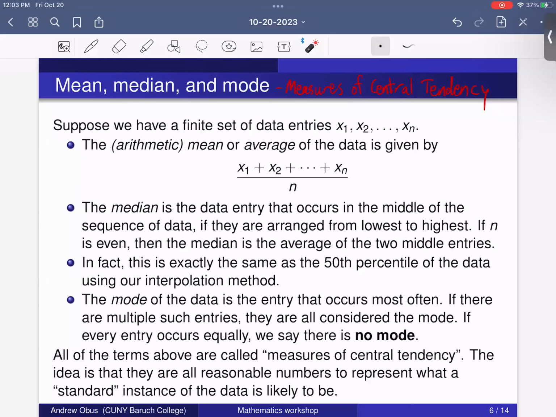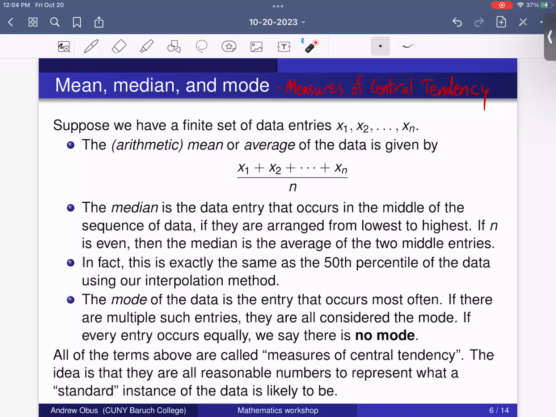Okay, and it turns out that there are lots of different ways of doing this and different ways that are sometimes appropriate depending on what kind of data you have. So the most common one is what's called the arithmetic mean, or sometimes it's just called the mean, or sometimes it's also called the average. So people use a lot of different words to mean the same thing. And what is this given by? Well, your formula is you add up all the data, and then you divide by the number of entries. You divide by n. This is the average, okay?